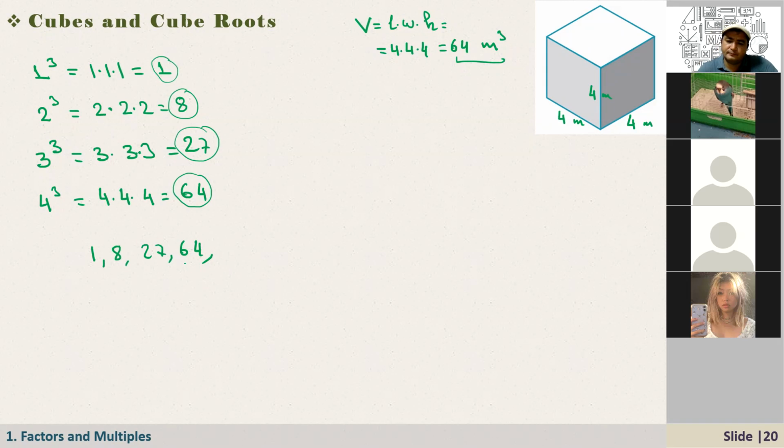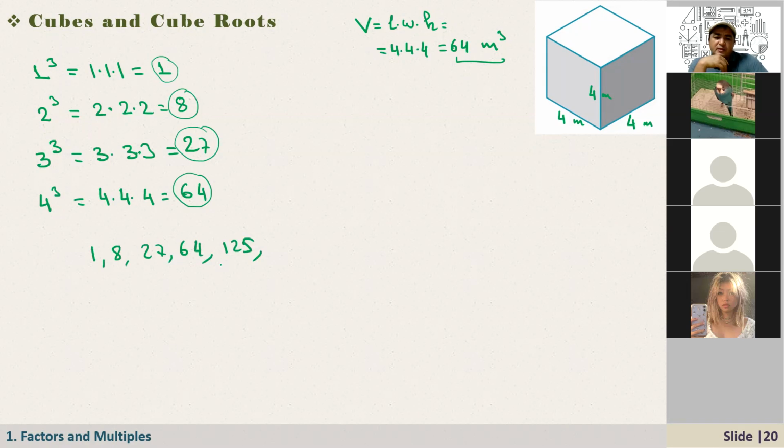The next number will be 5. 5 or 5 cubed? 5 cubed. What is 5 cubed? 5 cubed is, we have to multiply 5 on 5 and on 5. Okay, can you do that? Yes, the answer is 125. Okay, that's good.